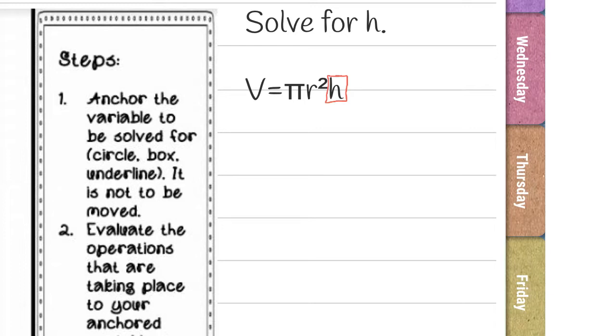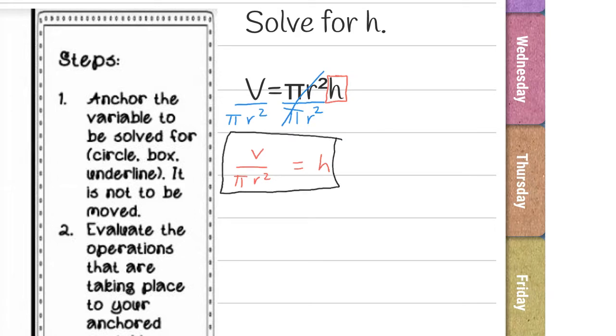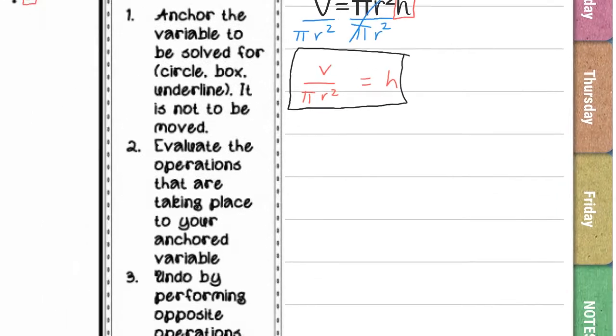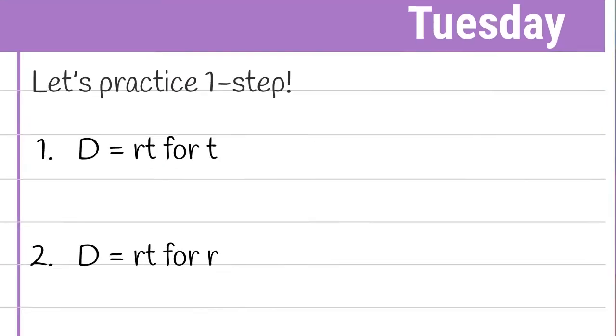How do I undo multiplication? Well, by dividing. And since pi r squared is right next to each other, I can do it all at once. So I'm going to divide by pi r squared. Pi r squared divided by pi r squared reduces to 1, and I have to do it to this side as well. So then I'm left with V over pi r squared is equal to h. Am I done? Yes, I am, because my variable that I was solving for is by itself, so I am done. All right, now we're going to go ahead and look at more examples.